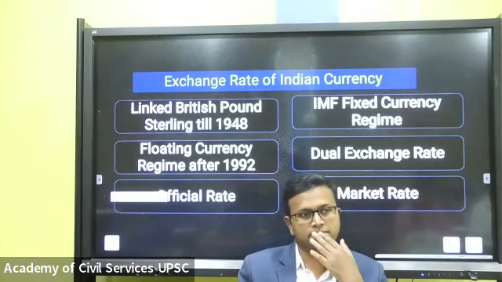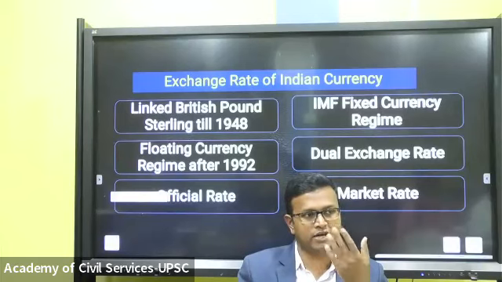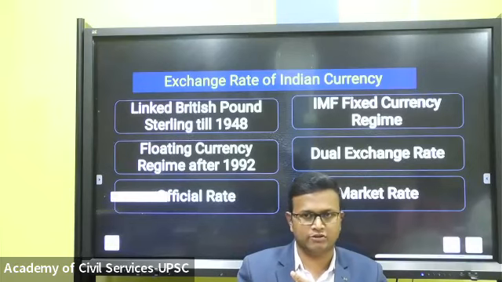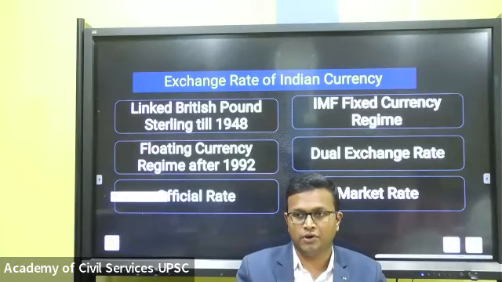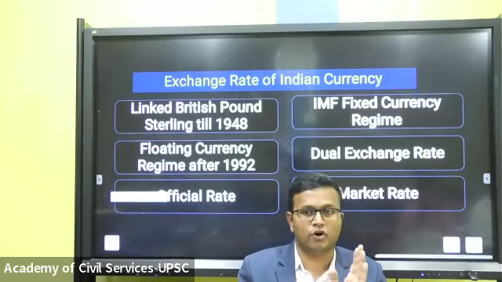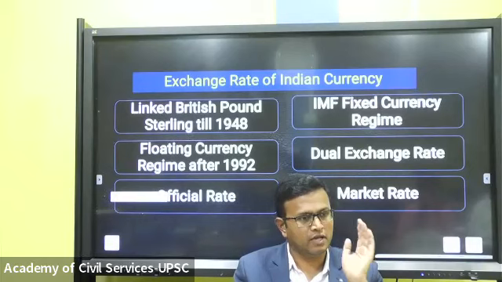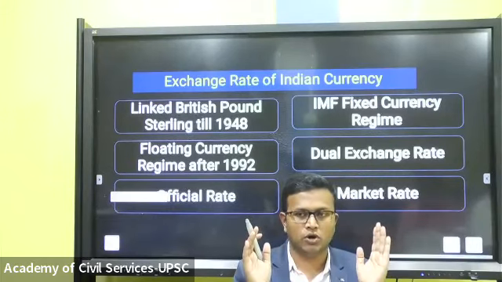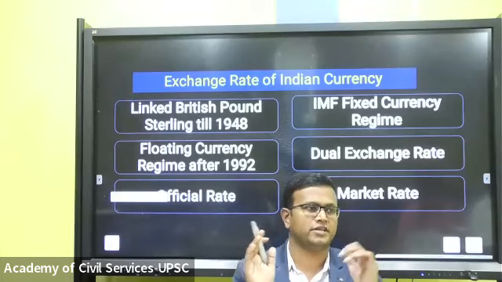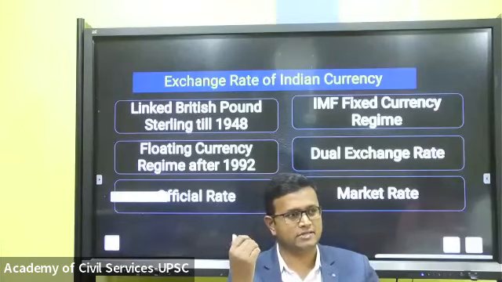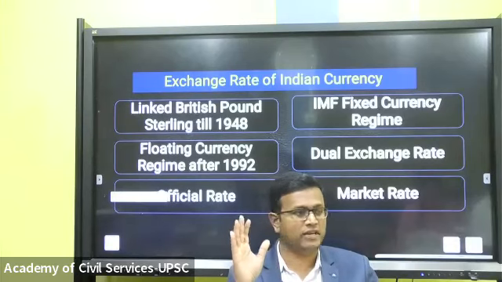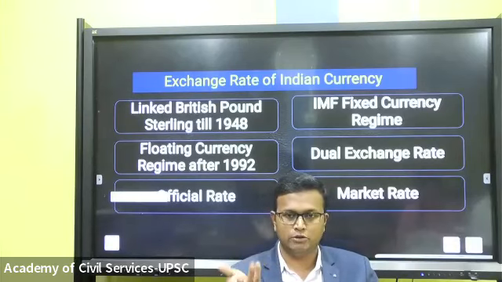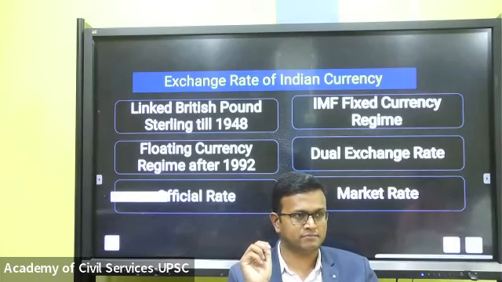In 1973, IMF had given freedom to the member countries. If you want, you can follow the IMF exchange rate of your currency. If you don't want to follow, you can make a market-based exchange rate for your currency. That is floating currency regime. Floating currency regime means that the exchange rate of the currency will be based on demand and supply of the currency. Imagine one currency is too much available in the market, then the value of the currency will decrease.